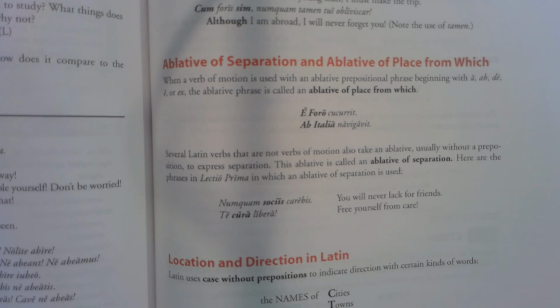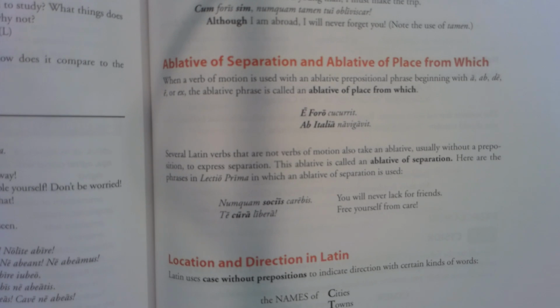You can see how this works. From which place? A foro. The forum is a place. He ran out of the forum. A foro cucurrit. Ab Italia, from Italy. He sailed from Italy. Navigavit ab Italia. He sailed from Italy. That is separation. That is place from which.